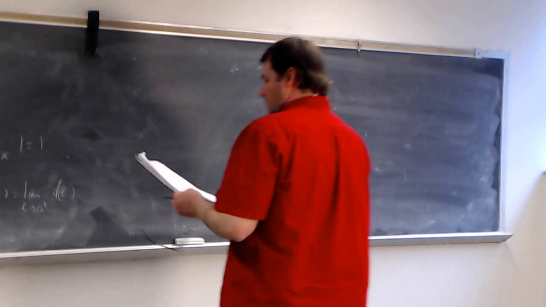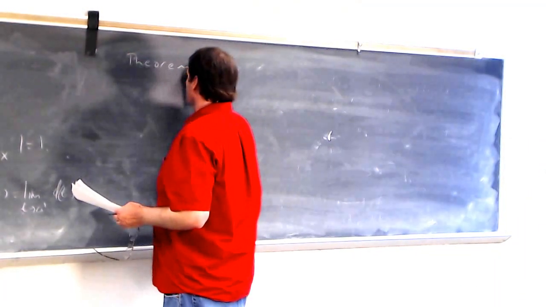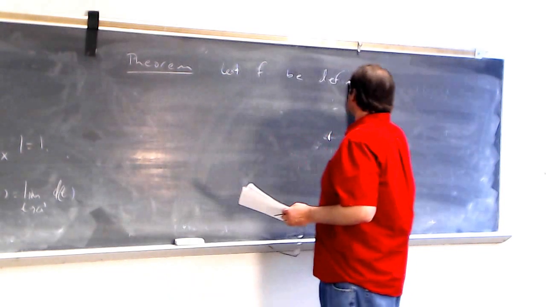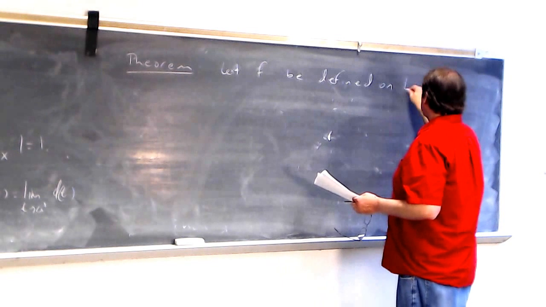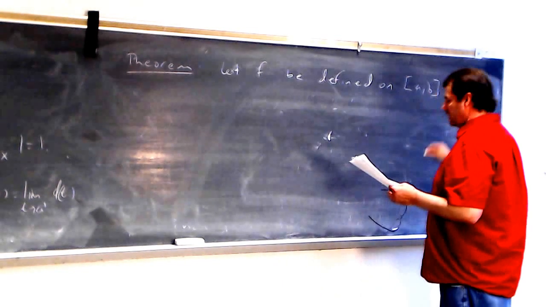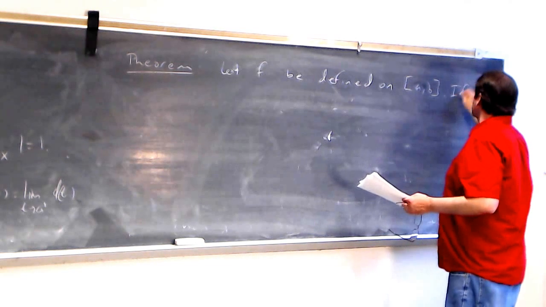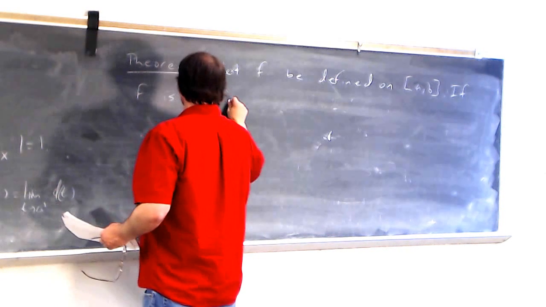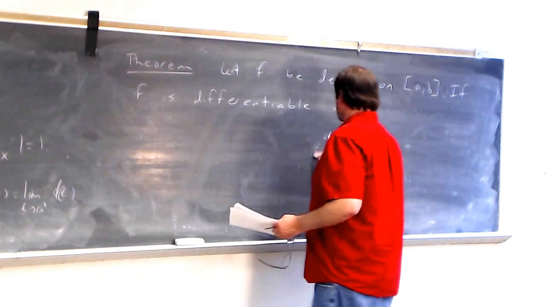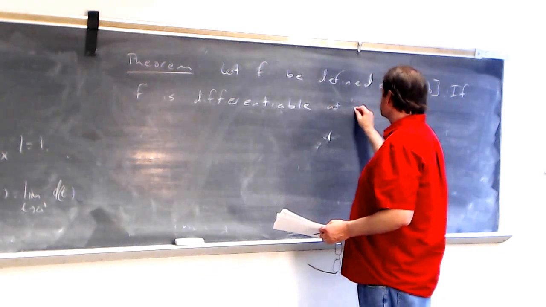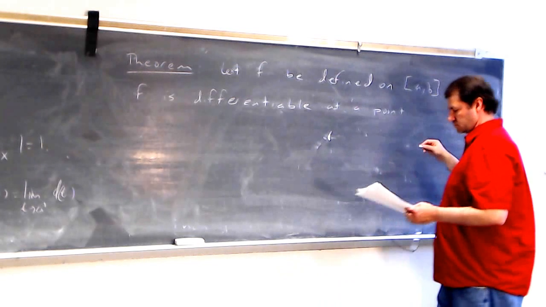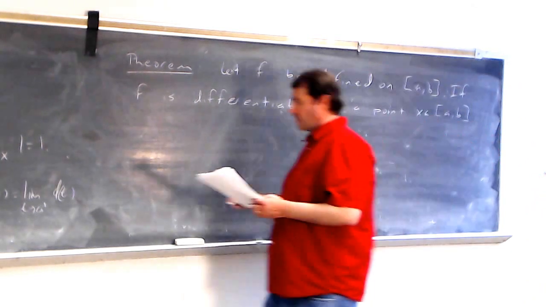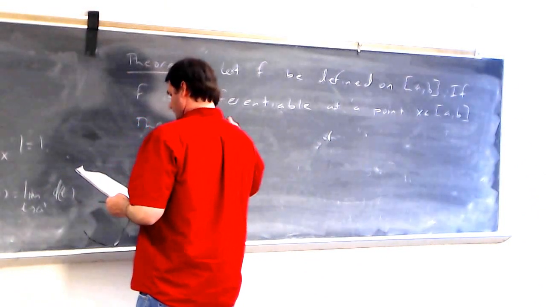Okay. Next, I want to look at a fact, a theorem. Here's what it says. Let f be defined on a to b. If f is differentiable at a point x, an element of a to b, then f is continuous at x.